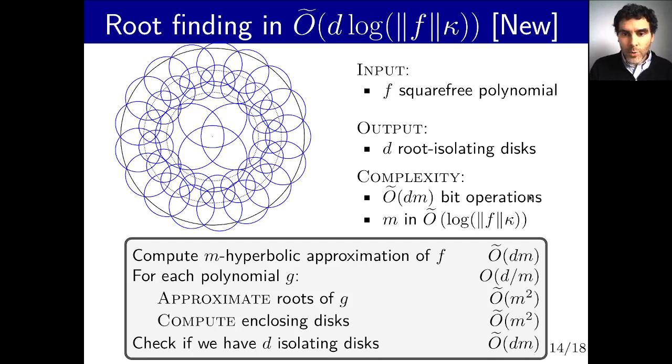And what we can prove, if we analyze it properly, is that m is roughly logarithmic in the condition number. That is, for m that is roughly the logarithm of the condition number times the degree of f, we are sure that the algorithm will terminate and that all the disks will be pairwise distinct.